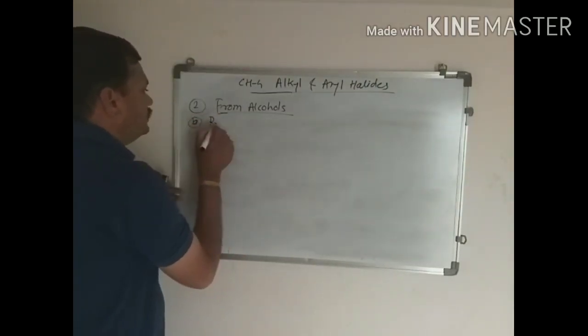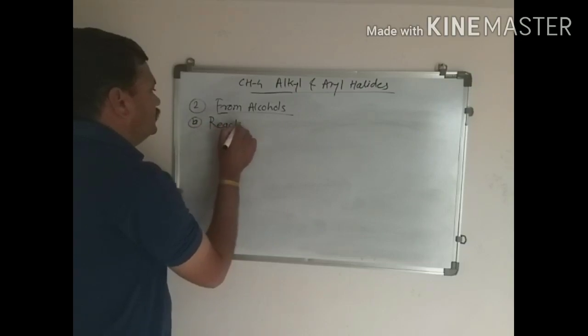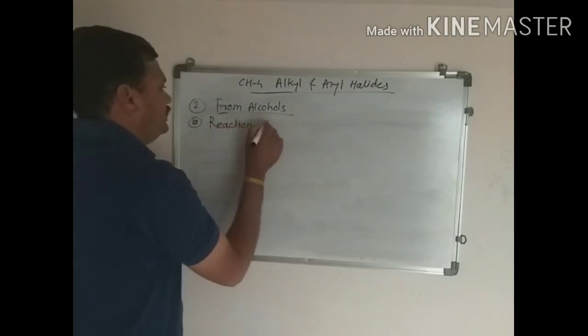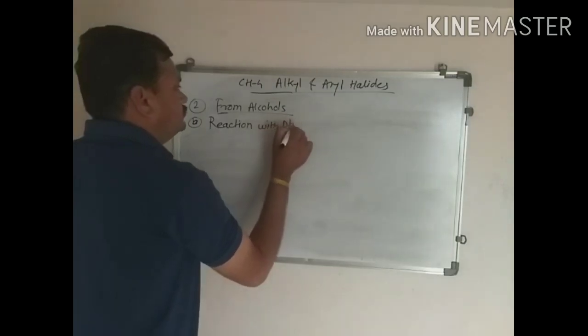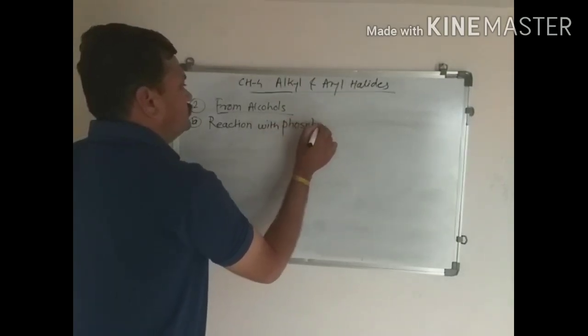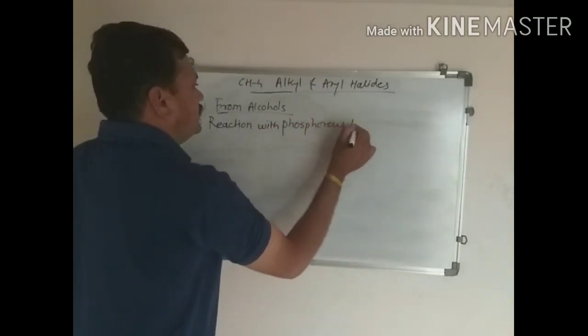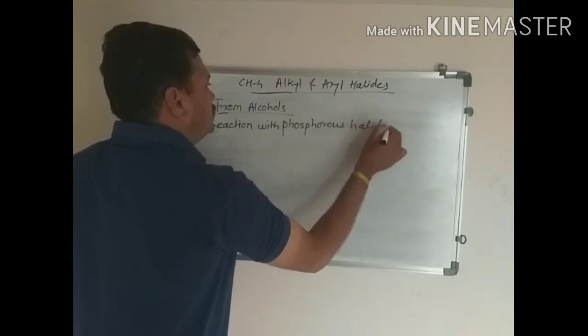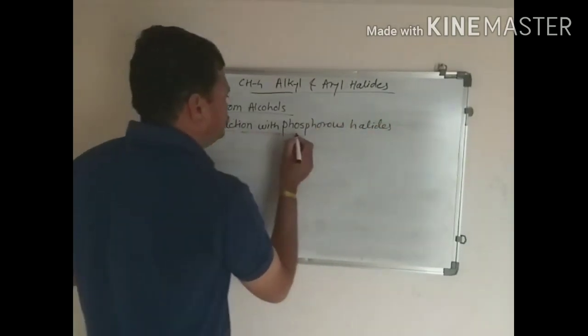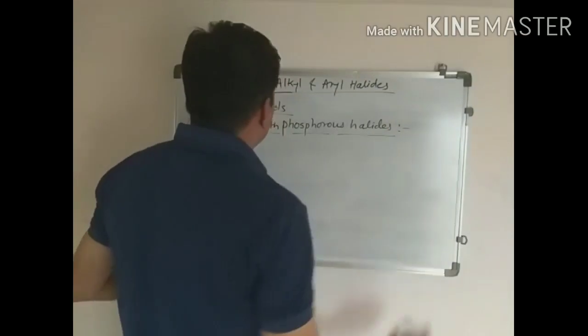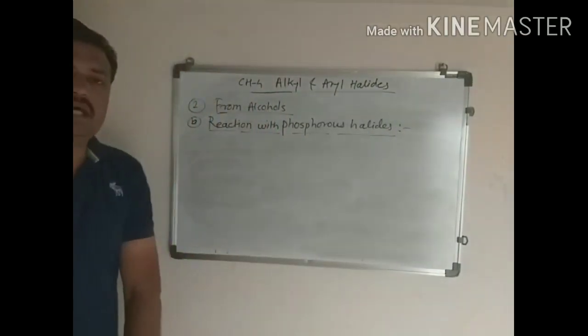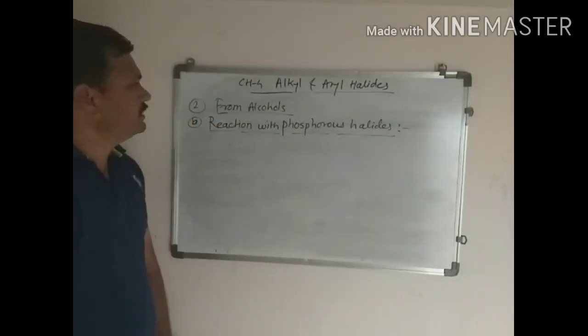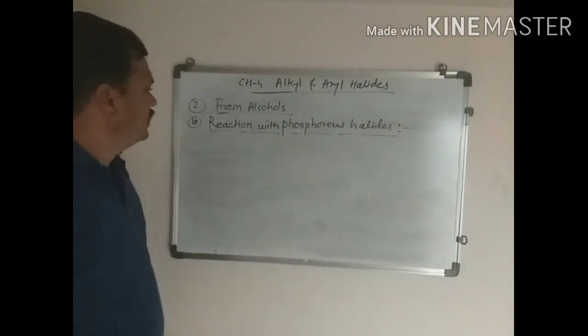In the second method, alcohols react with phosphorus halides. Reaction with phosphorus halides. When alcohols are treated with phosphorus halides, they get converted into alkyl halides.